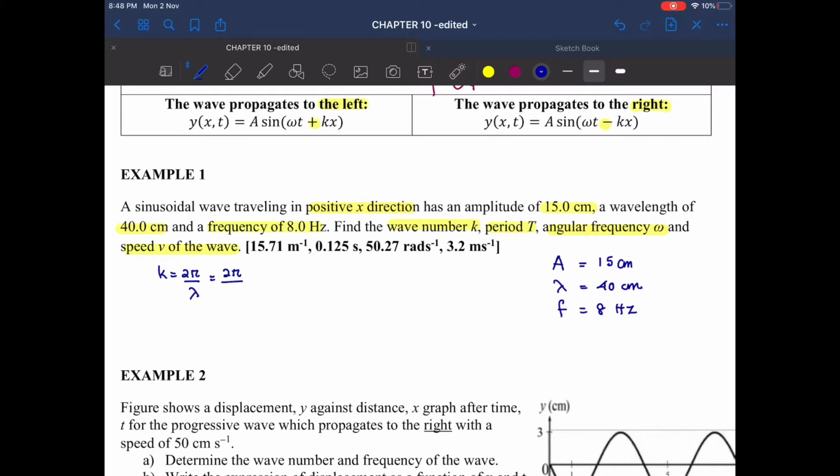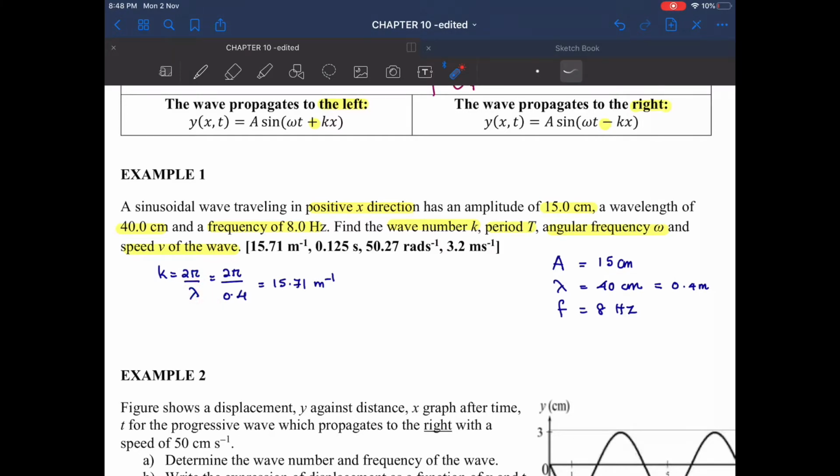So this one is in cm, right? So you have to change it to meter. So this one will be 0.4 meter. Boleh je nak dalam centimeter, but this answer is in meter, so I'm going to do it in meter. 2 pi over 0.4, so we get 15.71 m negatif 1. Sebab 2 pi ni tak ada unit. Lambda ni unit dia meter, so m negatif 1.